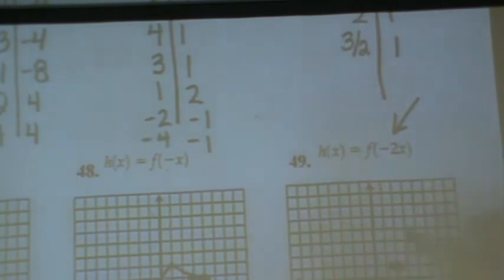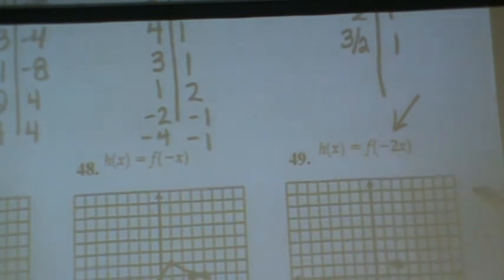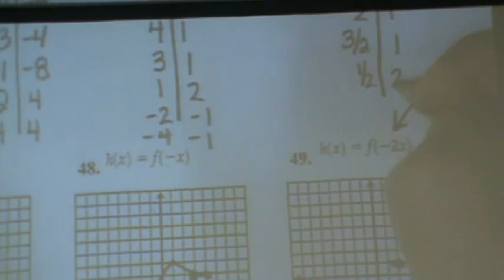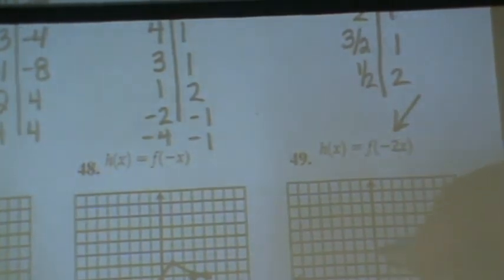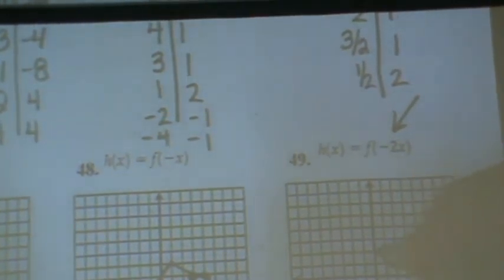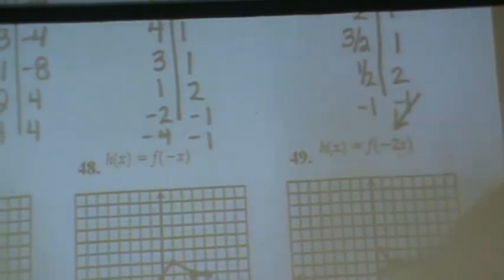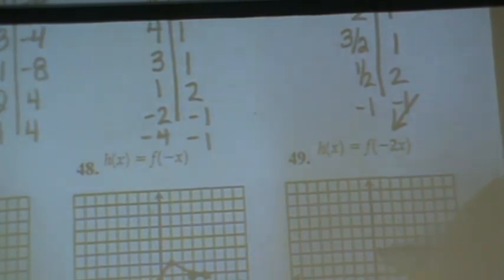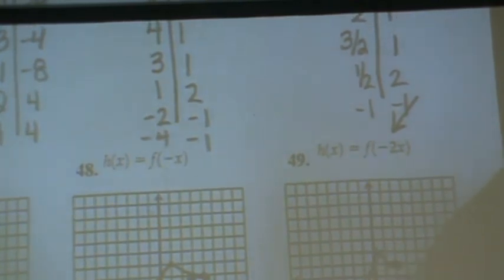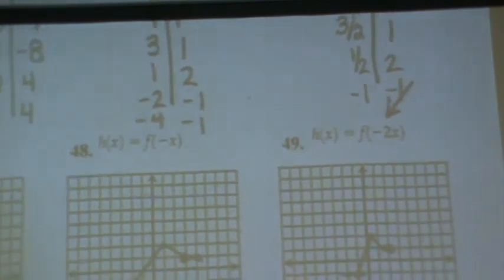It's very hard to see that. Then you're going to multiply this by -1/2. You get 1/2, comma 2, which is right there. And then multiply this by -1/2. You get -1, -1. And multiply this by -1/2. You get -2, -1. So that's that one.